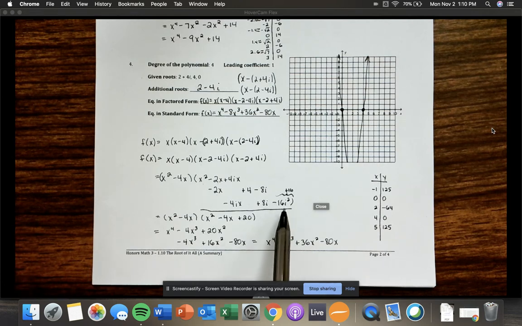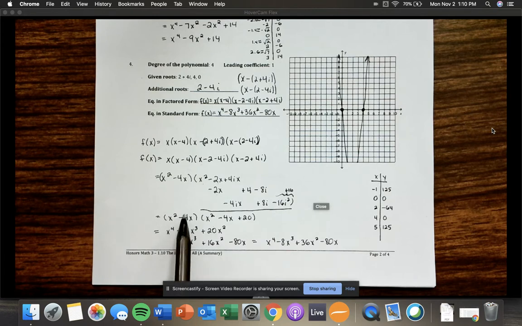So this negative 16i squared just turns into positive 16. Right, and we can clean this up, right? Negative 2x is going to give us negative 4x. This x squared is just by itself. It doesn't cancel or add to anything. This 4ix minus 4x, that cancels. Then we have plus 4. This negative 8i plus 8i, that cancels. So we have 4 plus 16 gives us 20.